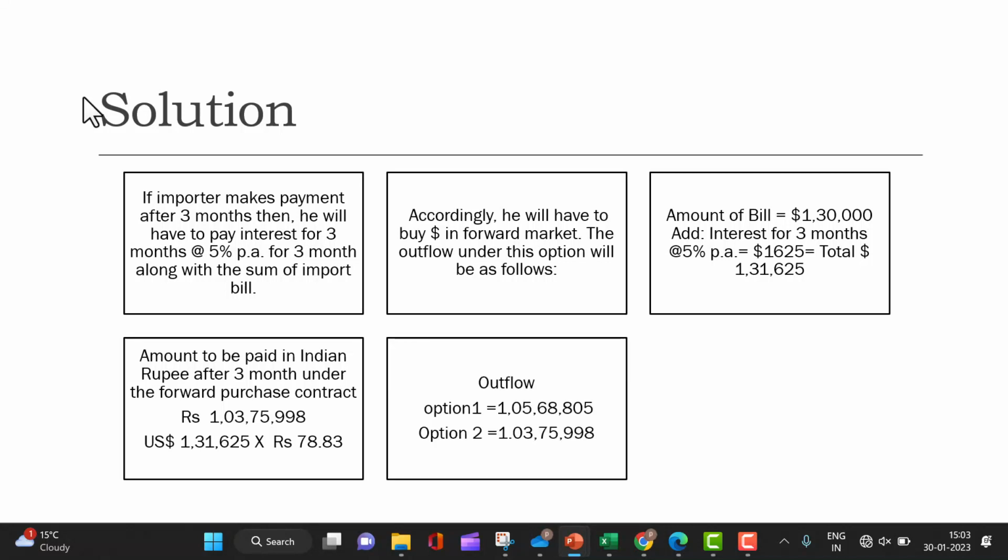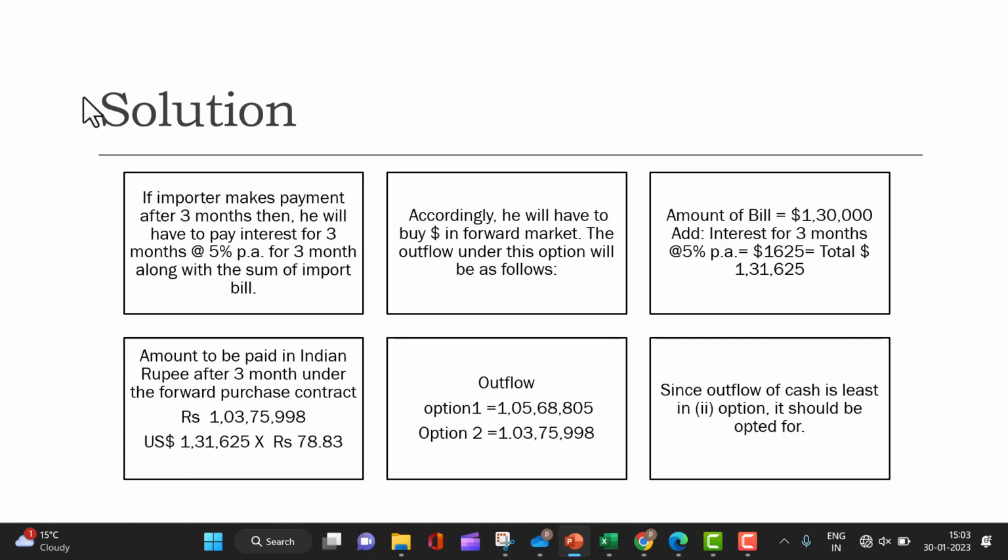Then you compare the two options. What should you do? Option 1 is about 1.5 crore, option 2 is about 1.3 crore. In option 2, the exporter charges interest because he's going to receive the payment after 3 months, at a 5% interest rate and with no overdraft interest. So he is going to pay 1 crore 3 lakh 75,000. Since the cash outflow is least in the second option, he should go for this one.